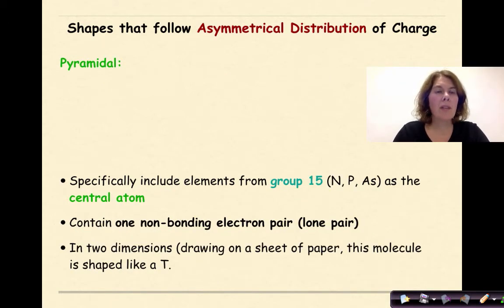Now let's look at a pyramidal example, and for this we're going to use ammonia, which is NH3.